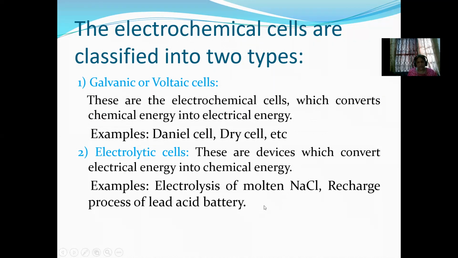Sometimes when we derive pure metal from metallic ores, we use electrolytic baths. So electrolysis of molten sodium chloride can be done, or any kind of secondary batteries or reversible batteries. We recharge those batteries by the electrolytic method, or electrolysis process.